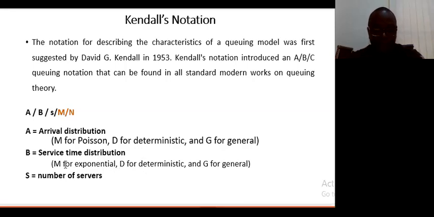Then we have the M and N that we usually do not bother about in most representations, because we assume that they are infinite queue capacity and infinite population. They represent infinite queuing capacity and infinite population. So we usually ignore them, since they are usually assumed to be infinite. But in the case of finite, we'll have to represent the M and the N with the appropriate capacity.